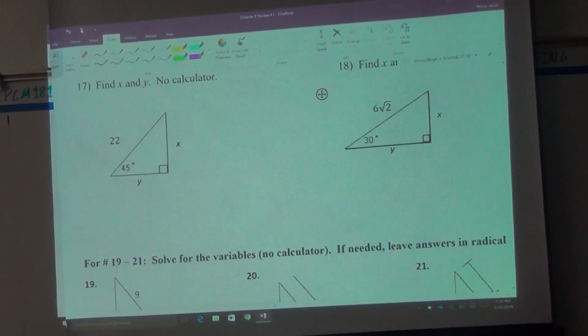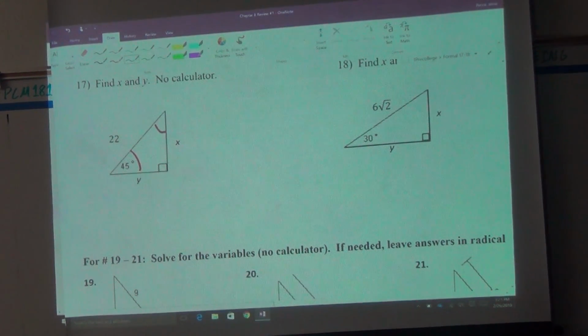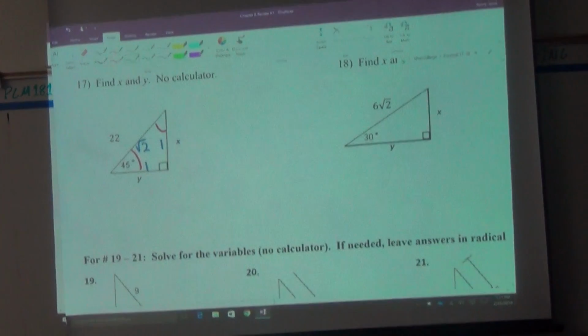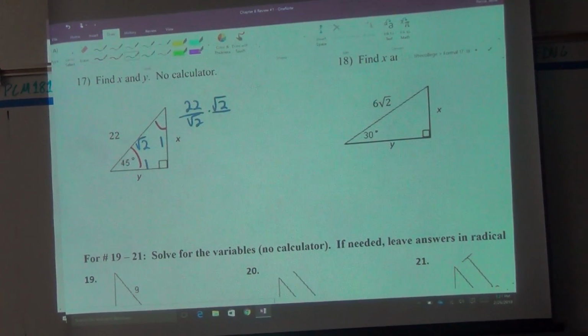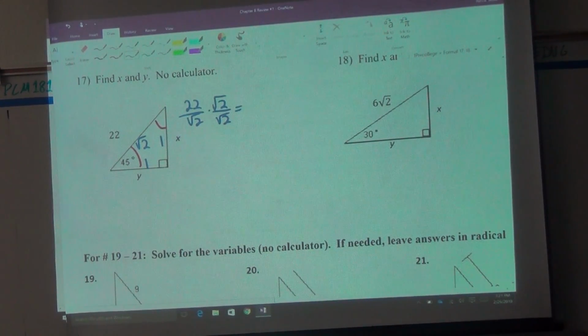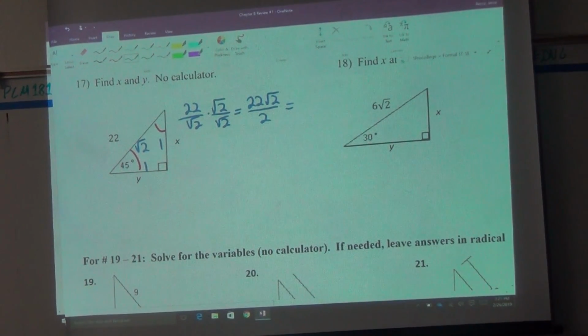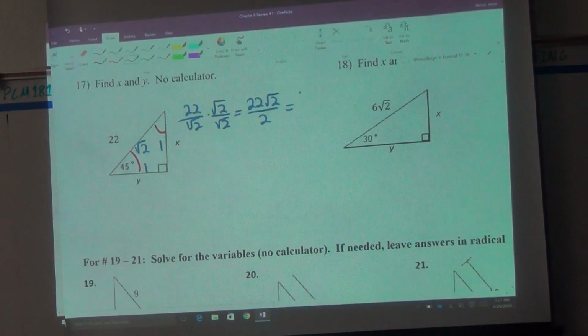All right, on to finding x and y. We've got a 45, 45, 90 triangle, which cues us to which ratio? 1, 1, root 2 or 1, root 3, 2? 1, 1, root 2. And we've got 22 over the root 2 side. It's going to be 22 root 2 over 2. Is there any way that could reduce? 11 root 2. 11 root 2? Good job. And that's what x is, and that's what y is.